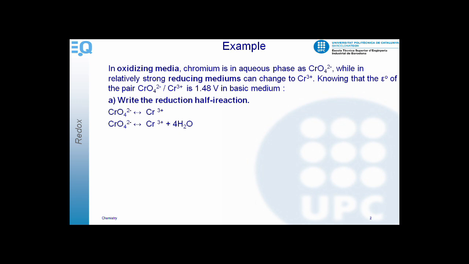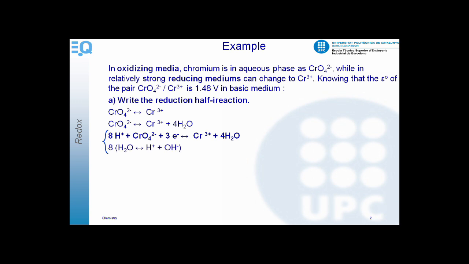Now we have 8 hydrogens to the right due to the water molecules, so we add 8 hydrogens to the other side. The half reaction is already equalized in atoms. On the left, we have 6 positive charges, and on the right, 3 positive charges. So we have to add 3 electrons to the left part to equalize the charge on both sides. Therefore, the number of exchanged electrons is 3.